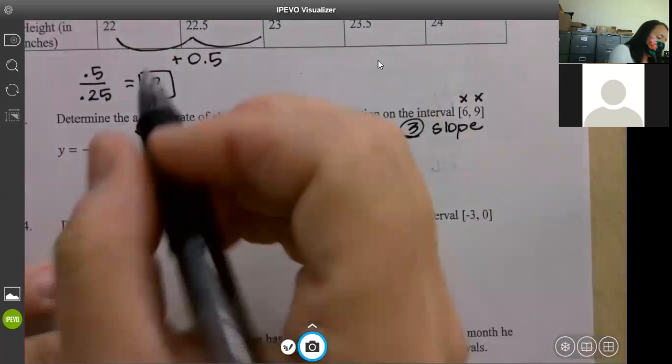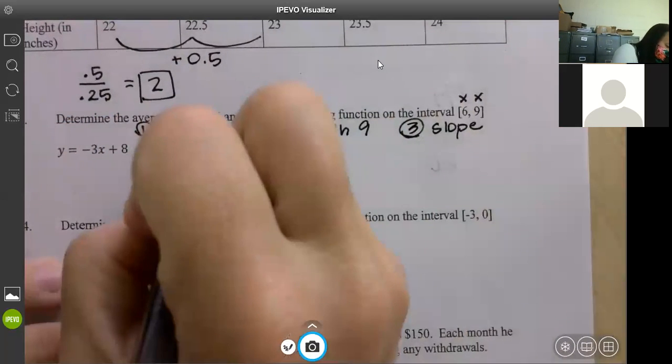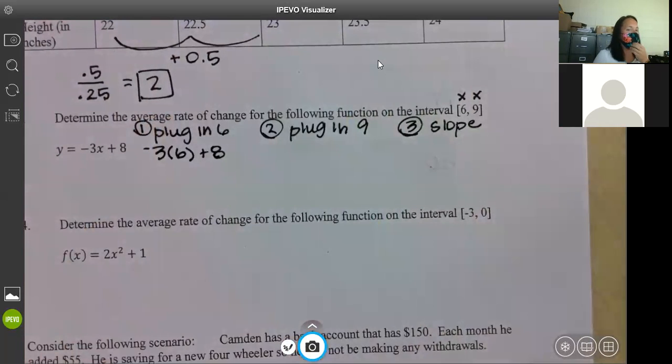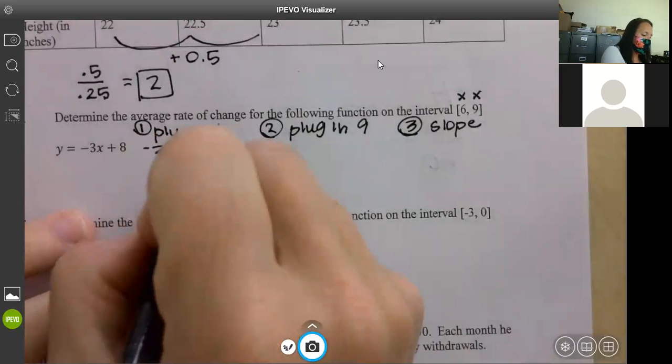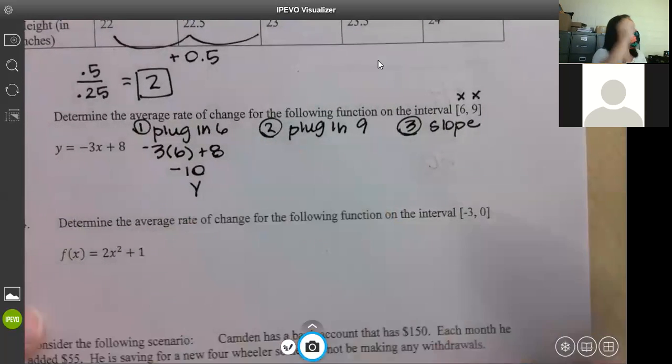So you're going to take your function, -3x plus 8. You're going to plug in the 6. You can use your calculator. -3 times 6 is -18 plus 8 is -10. This is your first y.